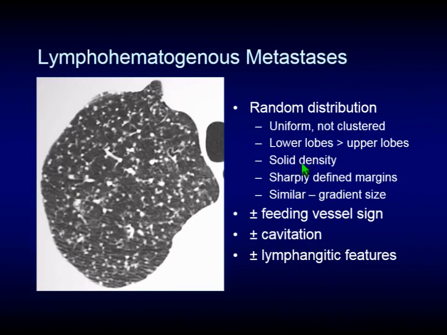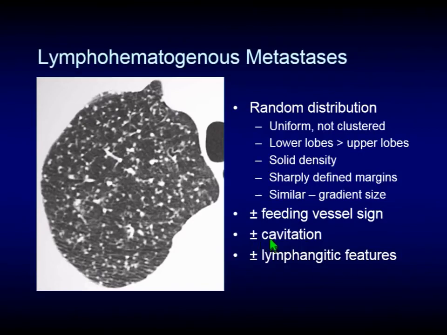So with random distribution, they're fairly uniform. They're not clustered. They may be lower lobe predominant because if they came in via the bloodstream, it's going to go where the blood flow is the most. They're solid density with sharply defined margins. Now, some of these nodules may share similar size depending on the gradient. So, for instance, if they're all getting to the lower lung by blood flow, sometimes the earliest metastases may be all very similar in size and larger down in the lower lung than in the upper lung.